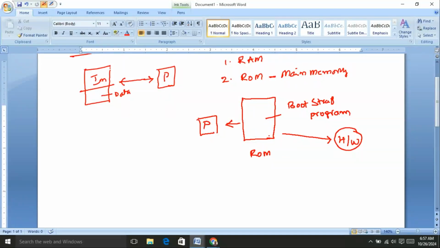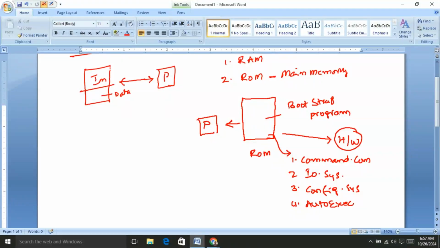Generally, as per my knowledge and expectation, for the Windows operating system, four programs are necessary. One is command.com, second one is io.sys, the third one is config.sys, the fourth one is autoexec.bat. This is the batch file.